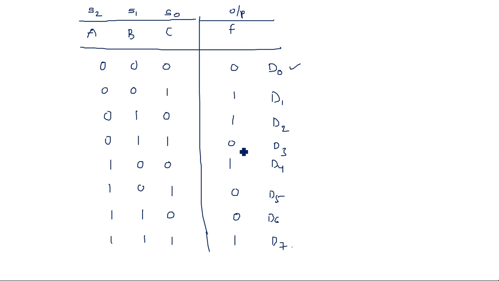So like that, when you are going to implement a multiplexer 8 by 1 with such type of A XOR B XOR C, D0 should connect with 0, D1 should connect with 1, D2 should connect with 1, like that D7 is connected to 1. In this way if you design, then this function will create A XOR B XOR C operation.